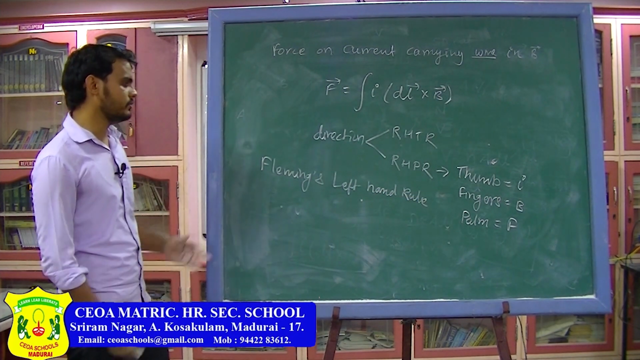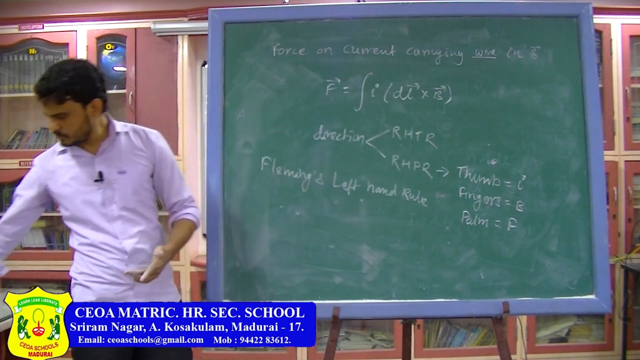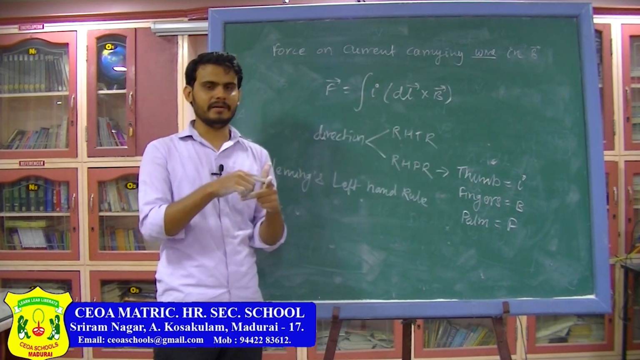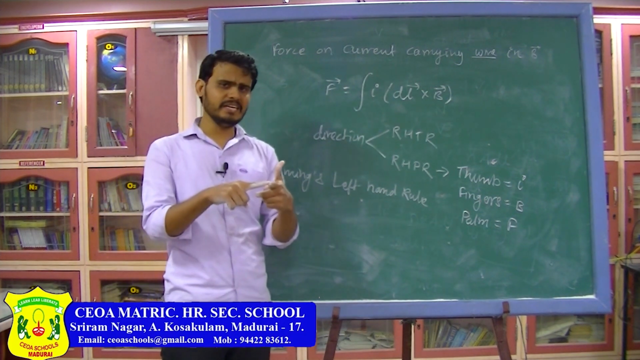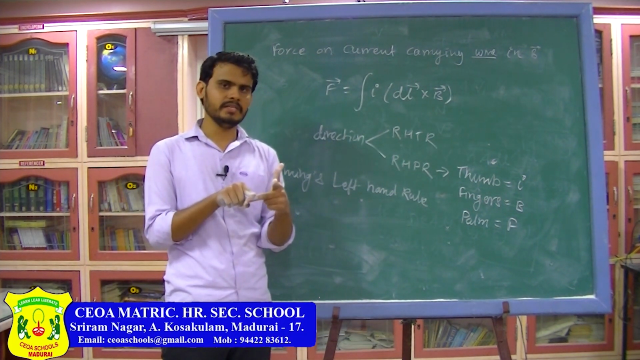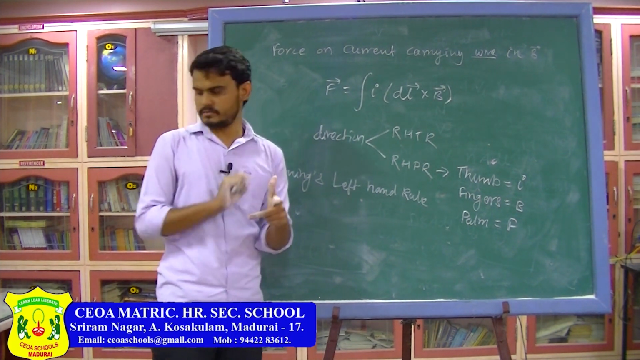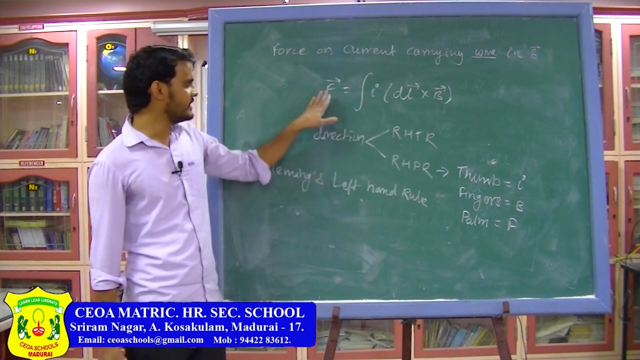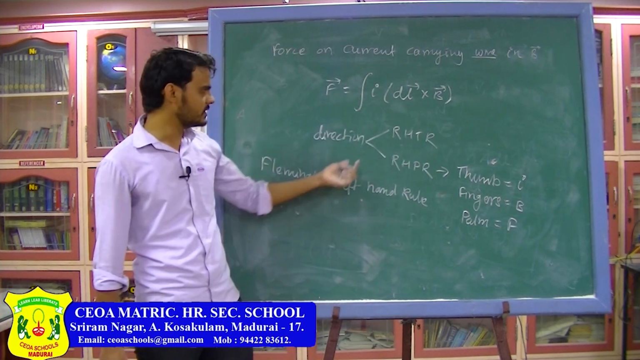Now in Fleming's left hand rule, you have to use your left hand. So what you do is you keep your hand like this, where your thumb, index finger and middle finger are perpendicular to each other. Now if you keep this finger in the direction of magnetic field and this finger in the direction of current, then this finger will give you the direction of magnetic force. Again, to find the direction of force on a current carrying wire in a magnetic field, you have two laws.